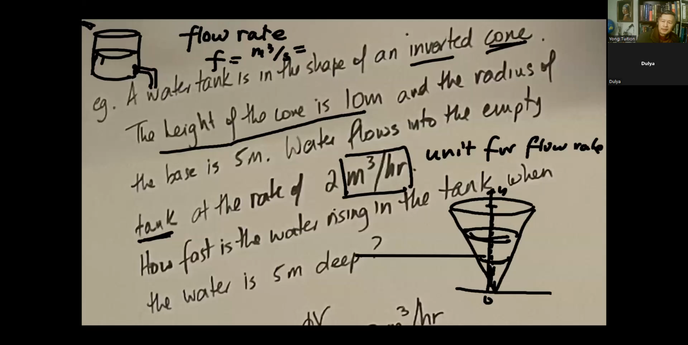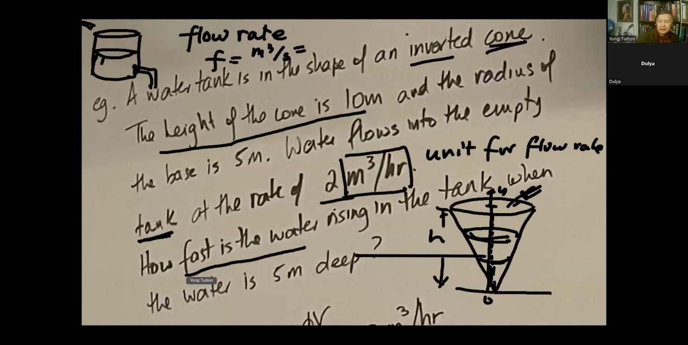So basically, this is the question. If water keeps flowing at a certain rate into this container, which is an inverted cone, the height of the cone is 10 meters. The total height is h, right? Water flows into the empty tank at a given rate. This is the flow rate, and how fast is the water rising?